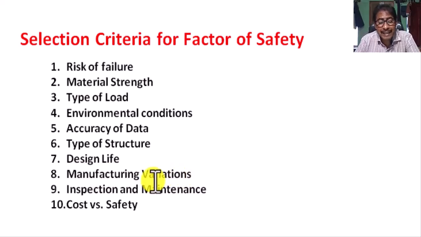If in practical case parts vary during production, use a higher factor of safety to ensure safety. Number 9, inspection and maintenance. Poor maintenance or difficult inspection require a higher factor of safety. Number 10, cost versus safety.